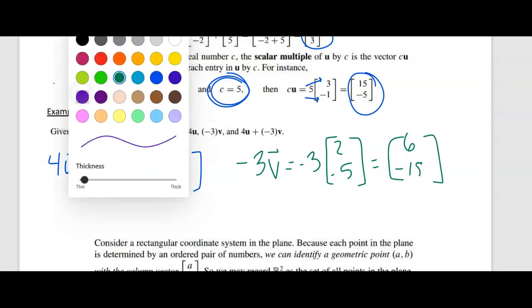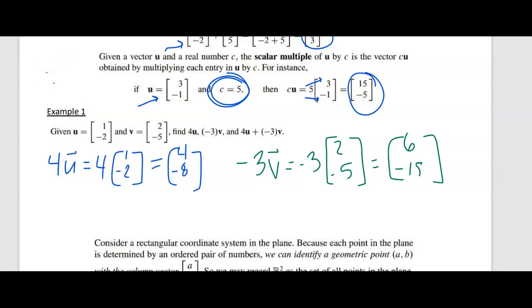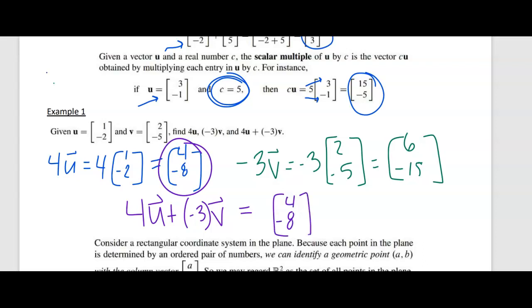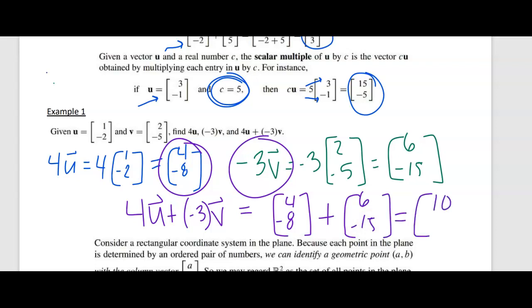All right, my last one that I want to look at in this example is adding 4u plus -3v. Well, I know that 4u is 4, -8, and I know -3v is 6, -15, and so I'm going to add these component-wise. 4 plus 6 is 10, -8 plus -15 is -23. Okay, and so that's how we're going to do some of our vector algebra, if you will.